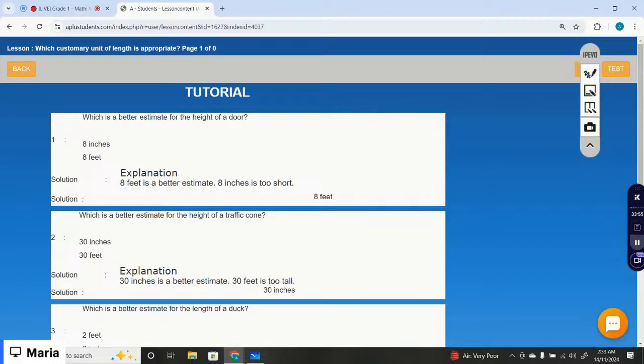For example, which is the better estimate for the length of a door? You are given 8 inches and 8 feet, right? So the door must be 8 feet because inches is a smaller unit, right? So 8 inches is too short for the length of the door. Got it?